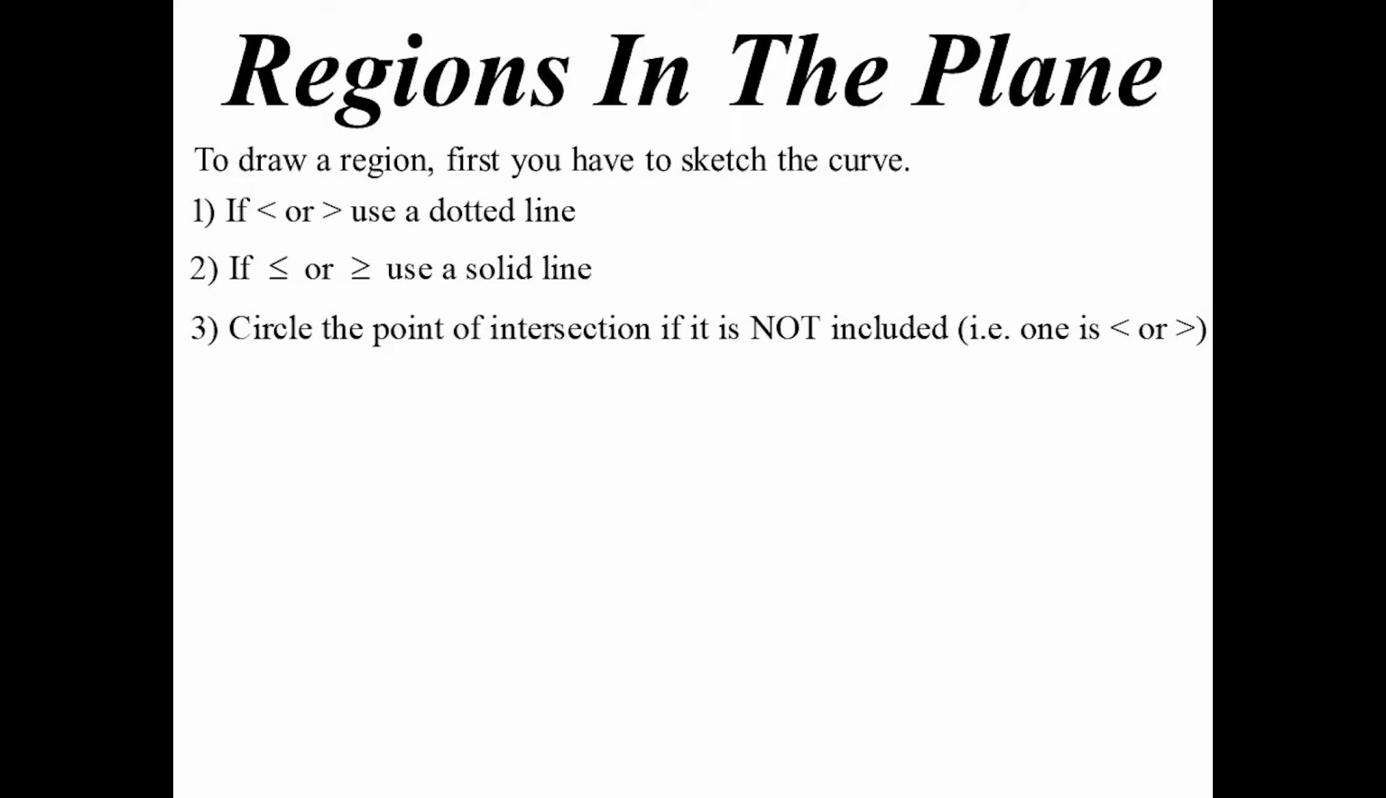And because it's a point of intersection, both have to be included for the point to be included. So if just one of those boundaries is a less than or a greater than, then the point of intersection is not included. And then just like we did on the number line, we just test points to see, okay, which section are we in?